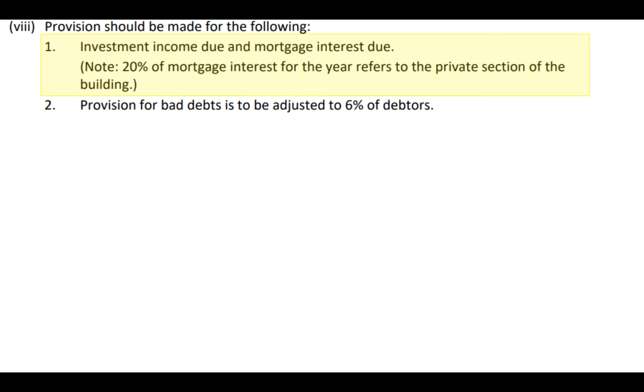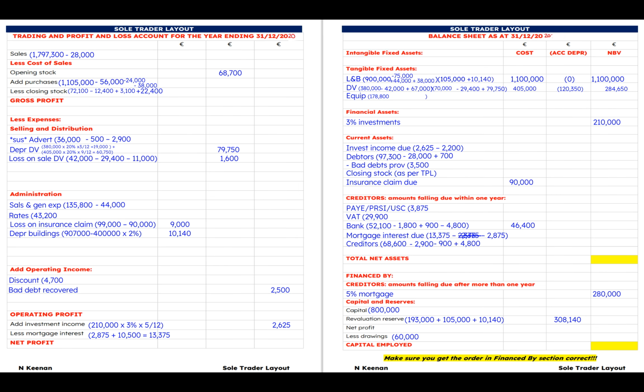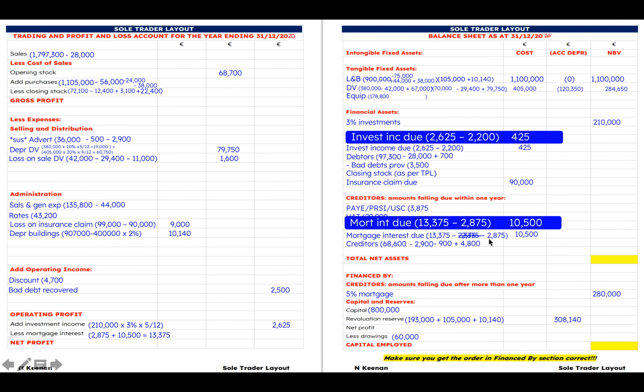Okay, last thing to do then. Provision should be made for the following: investment income due and mortgage interest due. Note, 20% of mortgage interest for the year refers to the private section of the building. Okay, so we're lucky we've got our investment income due and our mortgage interest due kind of already done, so we just need to top those in there. Okay, so you have 425 investment income due and mortgage interest due 10,500.